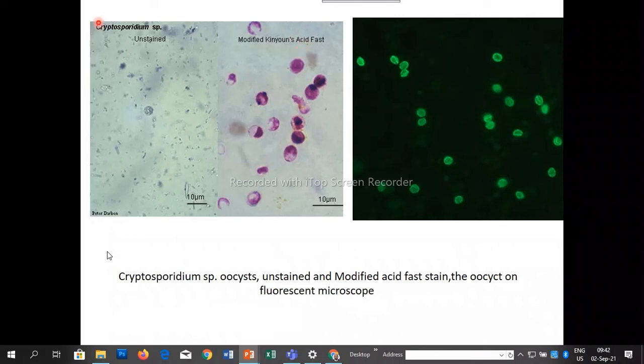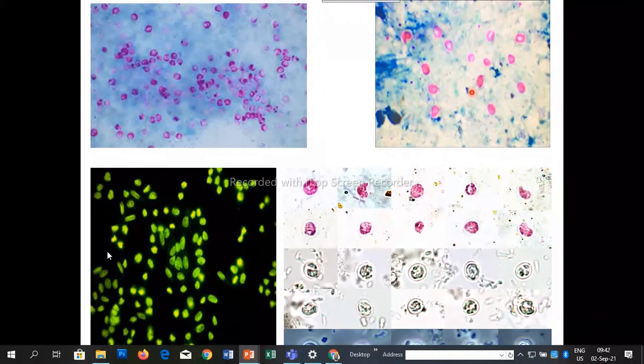Then this is Cryptosporidium parvum on wet mount without staining. Those are the oocysts. This is acid-fast stain, the commonly used method for diagnosis. And those are oocysts on a fluorescent microscope. And here it's an unstained microscope.